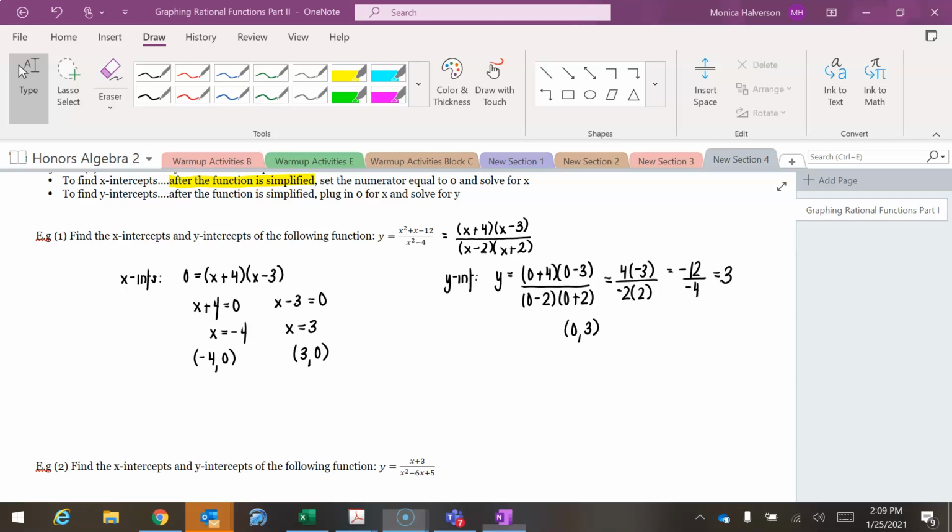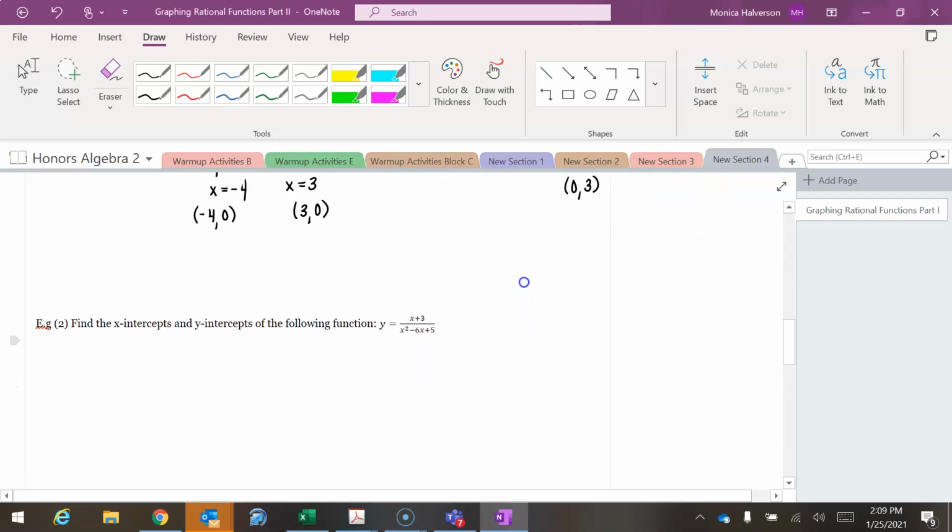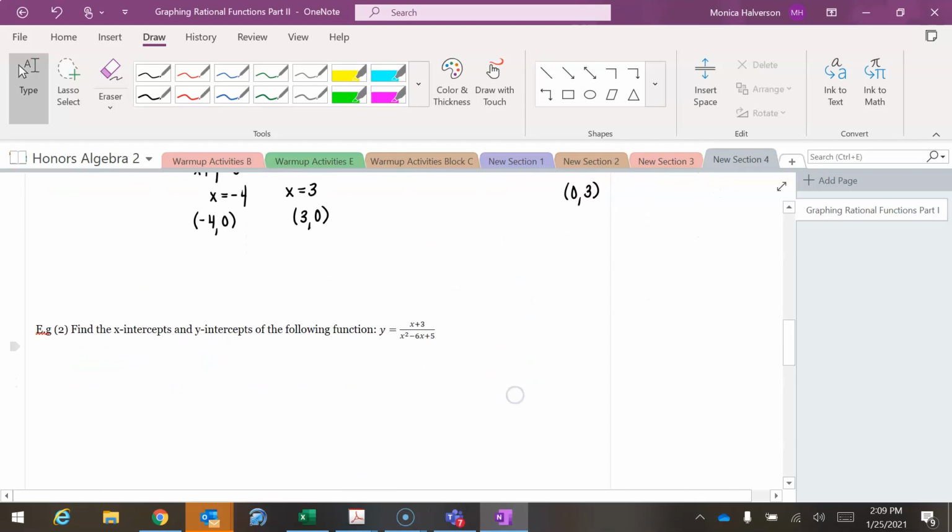Okay, so let's go through this problem together. All right, the first thing you're going to do is you are going to factor. All right, and you get x plus 3 all over x minus 5 times x minus 1. Now nothing can be simplified, so we're going to start with our x-intercept. To find our x-intercept, we set our numerator equal to 0. And we get x equals -3. So our x-intercept is -3, 0.